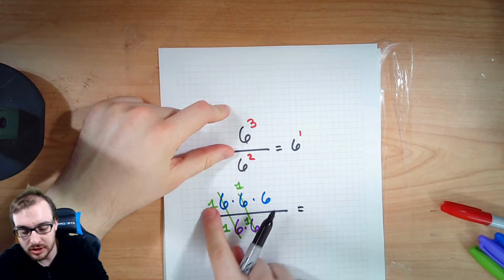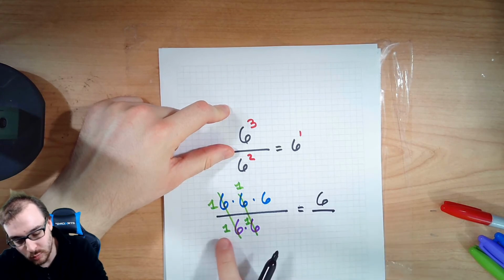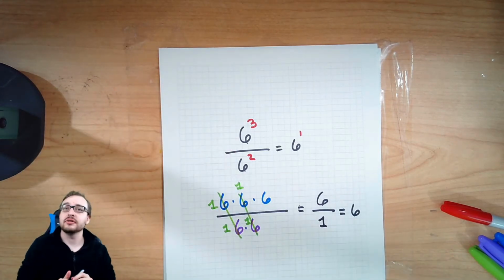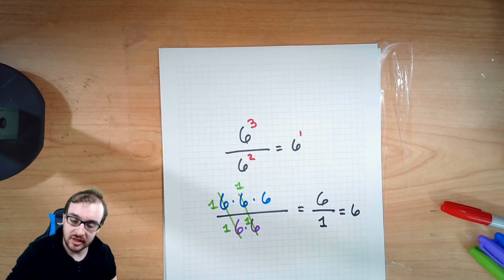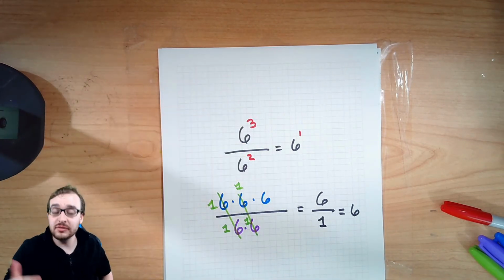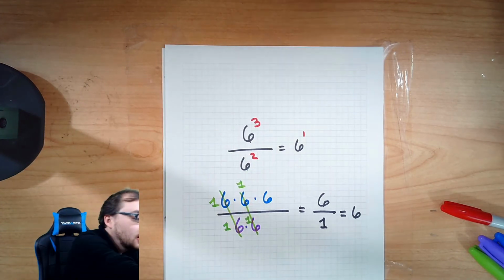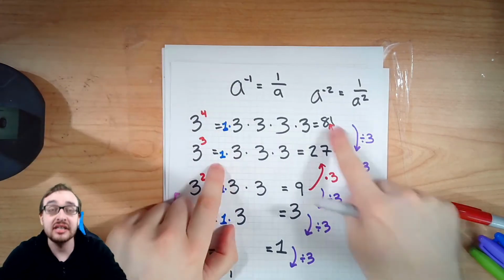And now I can clearly see 1 times 1 is 6. And 1 times 1 is 1. And of course, 6 is the same thing as 6 to the first. So it does look like we subtract these exponents. And the reason for that is because what we're doing is we're dividing away those 6s. We're removing those 6s. Much like we were removing the 3s as we went down, right?